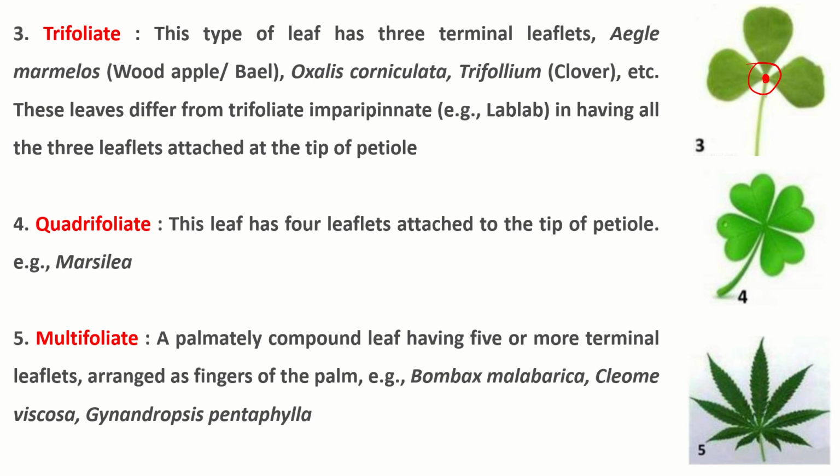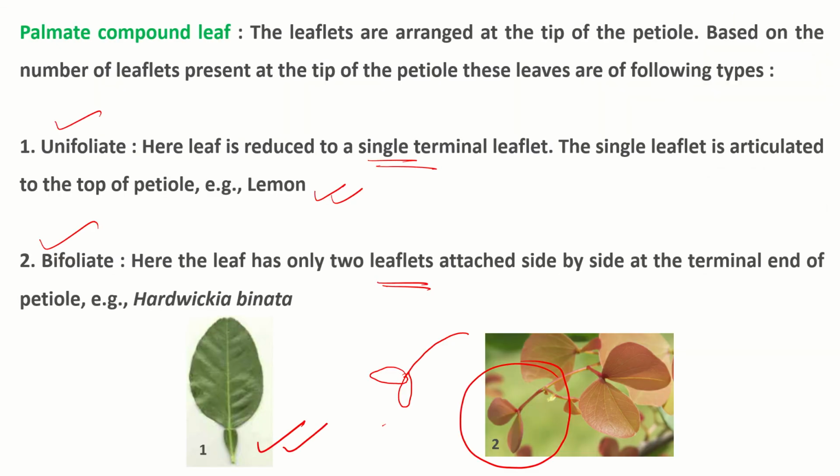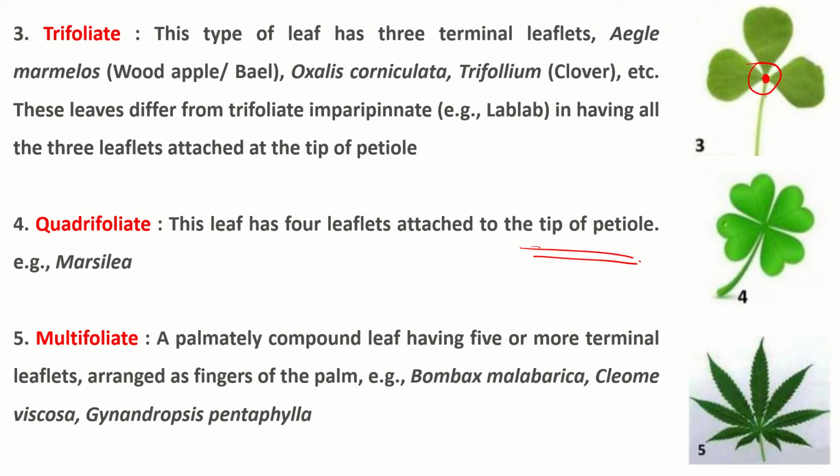Right, now coming to quadrifoliate found in Marsilea. This type has four leaflets attached to the tip of the petiole. This tip of the petiole is very common over here. In all palmately compound leaves, the tip of the petiole part is very important. Everything is attached at this point. Okay, see here you have 4 leaflets. 1, 2, 3, 4. Right?